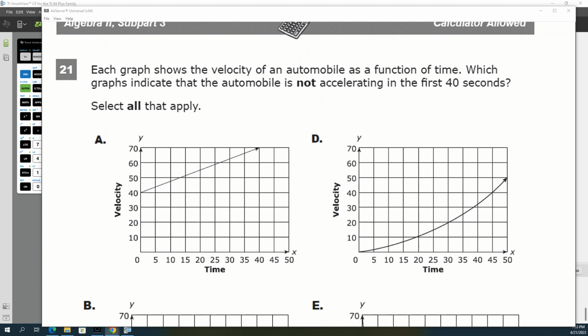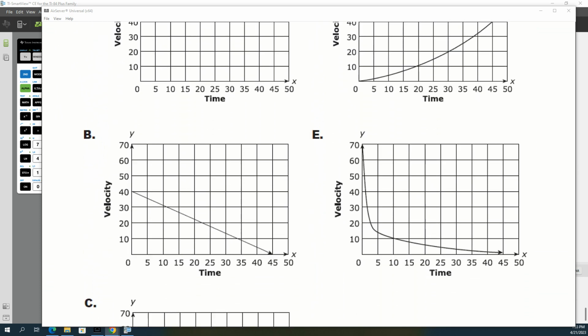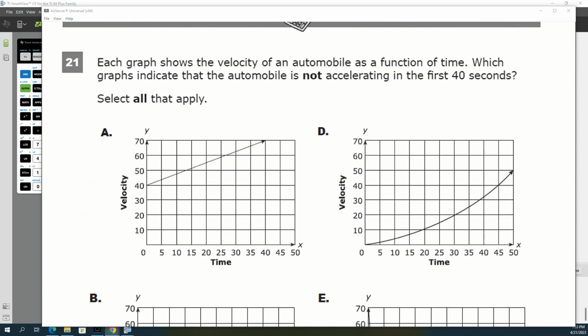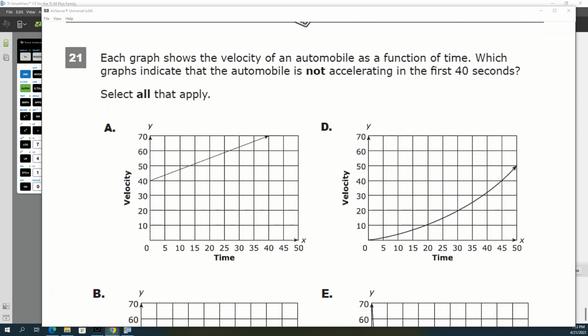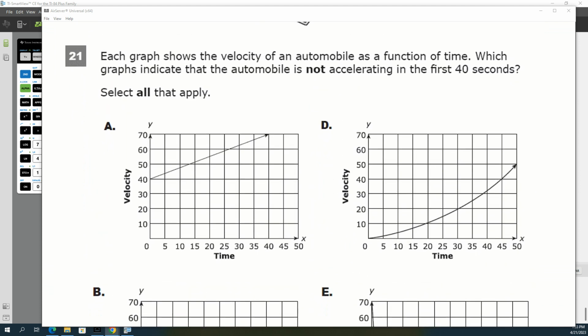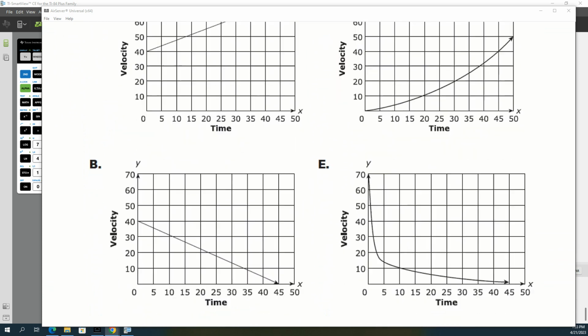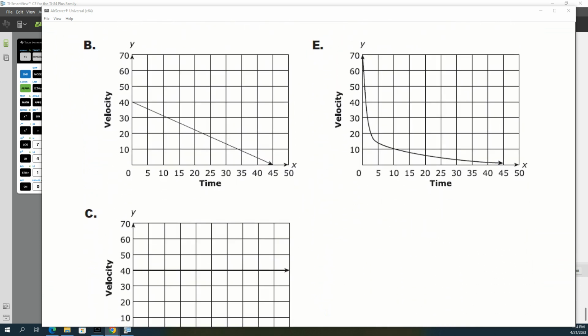So what we have is a graph of the velocity of an automobile as a function of time, and we want to know which graphs this automobile is not accelerating. So not accelerating is going to be decelerating, which are answers B and E, and when the velocity is constant. So the answer should be B, E, and C.